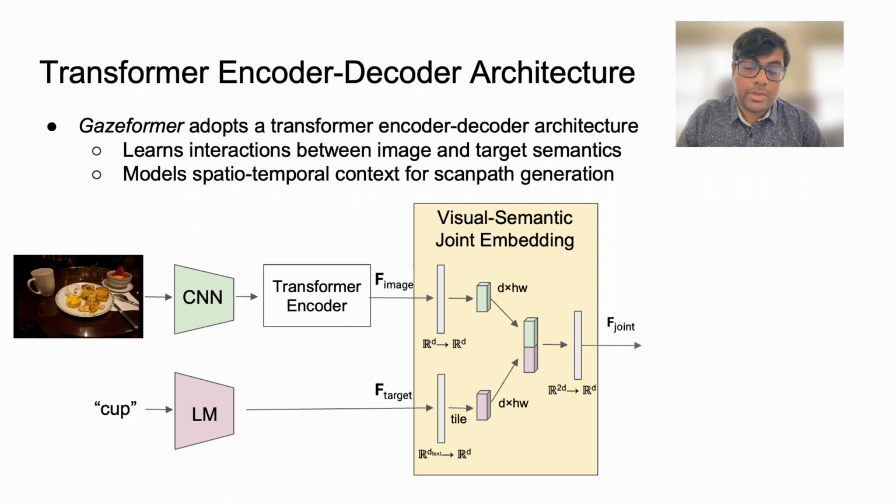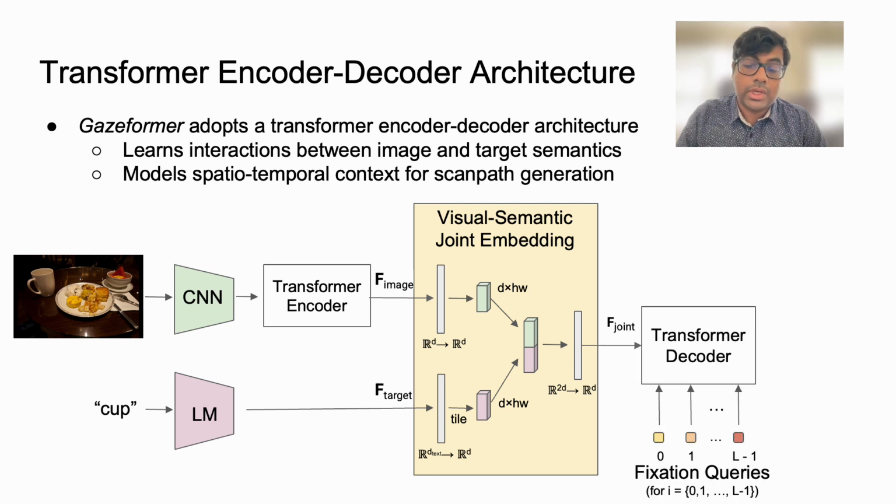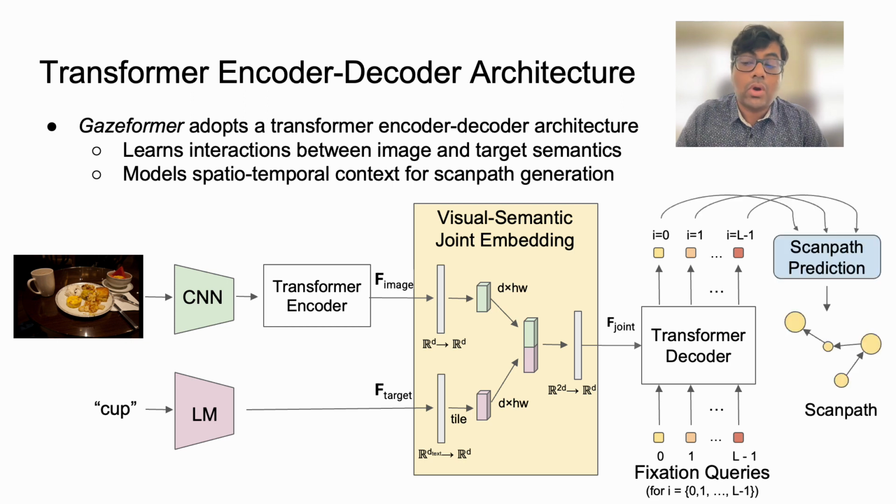The image and target representations are then jointly embedded in the next step to endow image features with target semantics. Along with the joint visual semantic representation, the transformer decoder module operates on L fixation queries, where L is the maximum scan path length. The decoder then generates L latent vectors for final scan path prediction all at once.